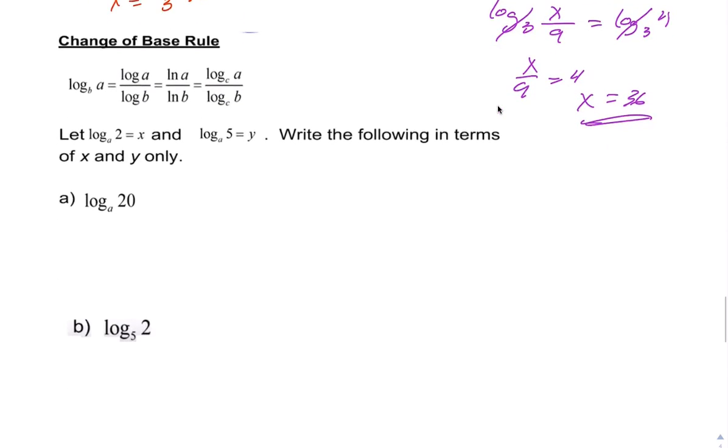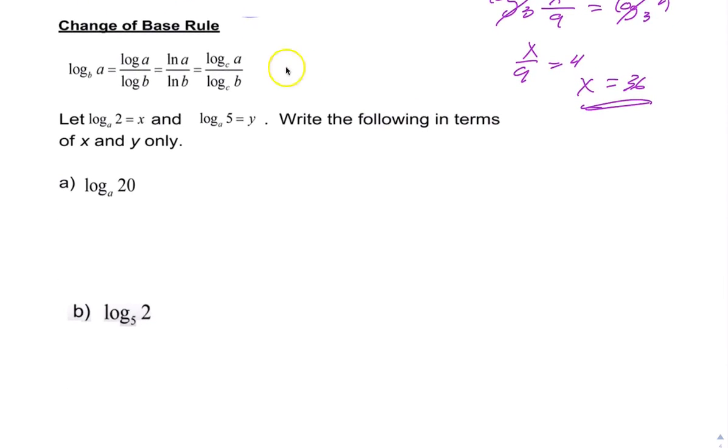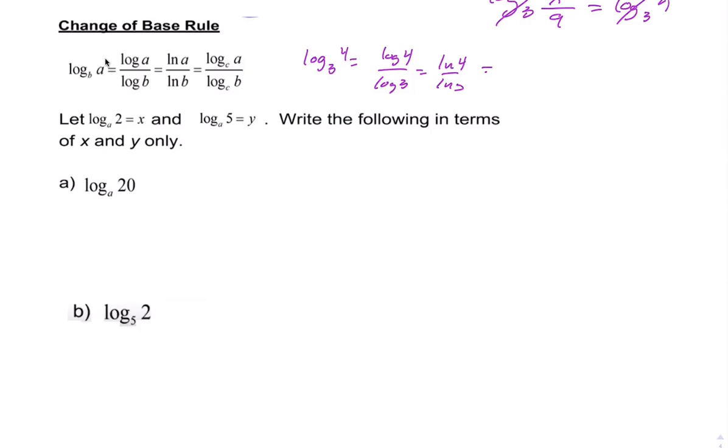That's a trick you can use to help yourself out. Change of base rule. So basic change of base rule, you could split the base and the top number. So if I give you log base 3 of 4, you can make that log of 4 over log of 3. Or if you want, you can make a natural log of 4 over natural log of 3. And actually, it doesn't matter what the base is. You can make it log base 7 of 4 over log base 7 of 3.